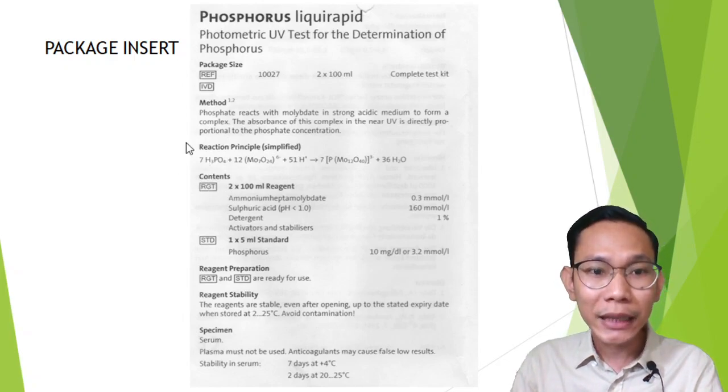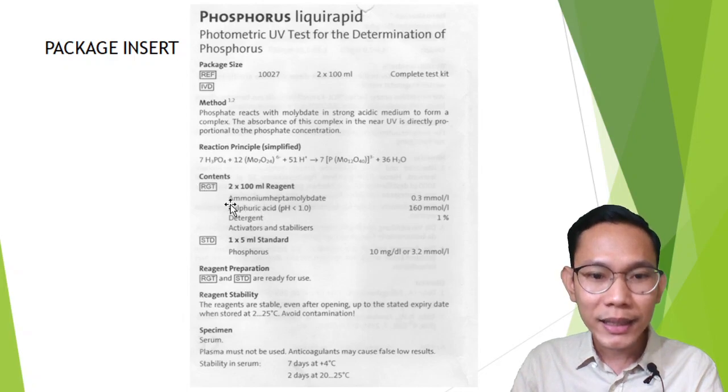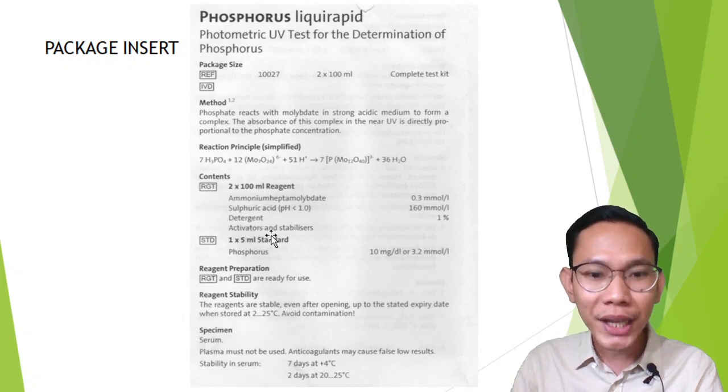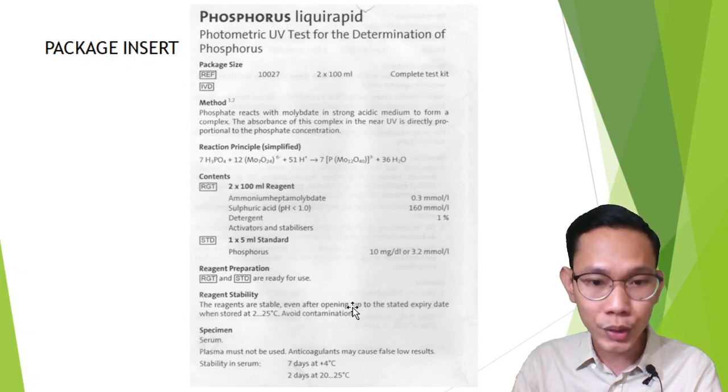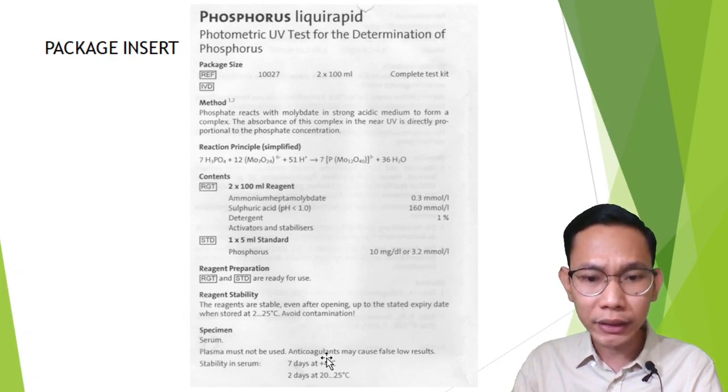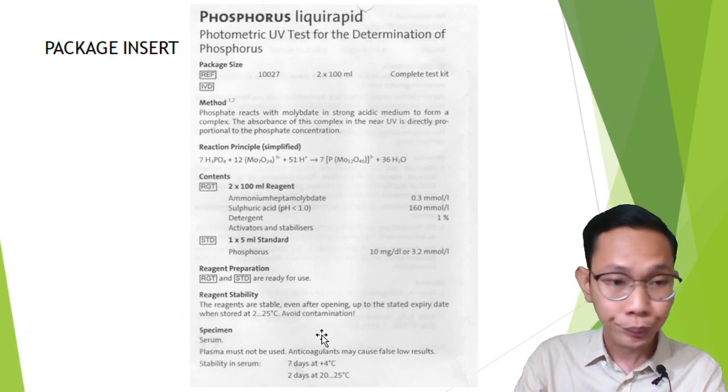So anong laman ng ating package insert? Meron tayong reagent. Kasama diyan yung ammonium heptamolybdate, your sulfuric acid, your detergent, activators, and stabilizers, and we have your standard. So your reagent preparation, simple lang. You don't have to mix na. Meron tayong reagent, meron na tayong standard that are ready for use. So again, anong specimen ang kailangan natin? Your serum. Plasma must not be used. Anticoagulants may cause false low results, kaya hindi dapat gamitin ang plasma. Stability in serum is 7 days at certain degrees and 2 days at certain other degrees.